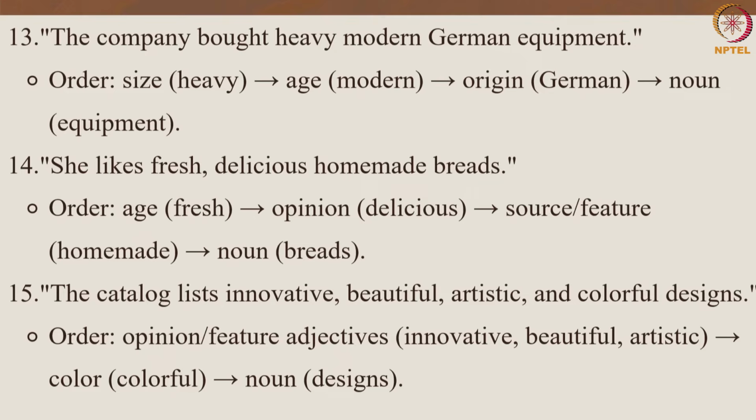That is the correct order. So, order is age, fresh, opinion, delicious, source or feature, homemade or origin, noun, breads. Number 15, the catalog lists innovative, beautiful, artistic and colorful designs. That's the correct sentence. The order we have followed is opinion and feature adjectives, innovative, beautiful, artistic, color, that is colorful, and lastly the noun, that is designs. I hope you have understood this. You are going to practice it more on your own.